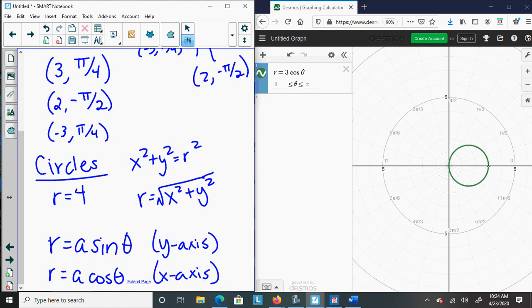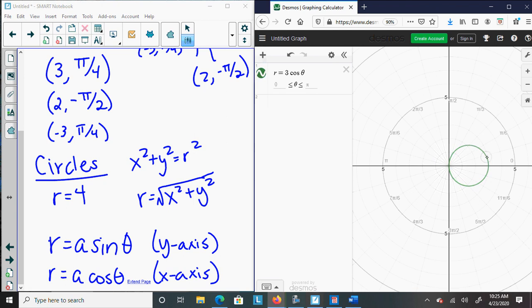Then maybe I would go over to pi over 6. I'll plug that in. What's cosine of pi over 6? Root 3 over 2. So do root 3 over 2 times 3 and figure out the decimal value, and it looks like it's 2 point something. Okay. You could go to pi over 4. Cosine of pi over 4 is root 2 over 2 times 3, and that would give you whatever this value is right there.